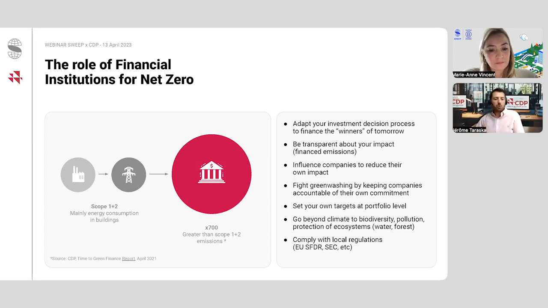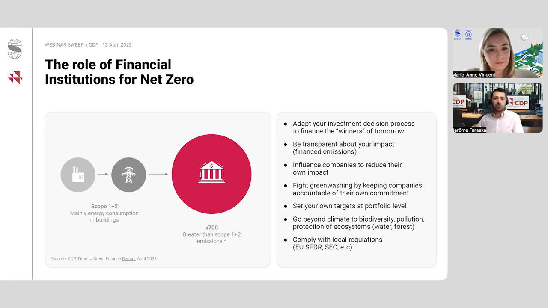Report your emissions, be transparent, and obviously most of you, or many of you in the room, are already facing the SFDR, and so you probably already have to report transparently on your financed emissions and other impacts in your portfolios. And then your responsibility is also, of course, to work with the companies you finance, influence them to reduce their impact, fight greenwashing and keep them accountable for their commitments.